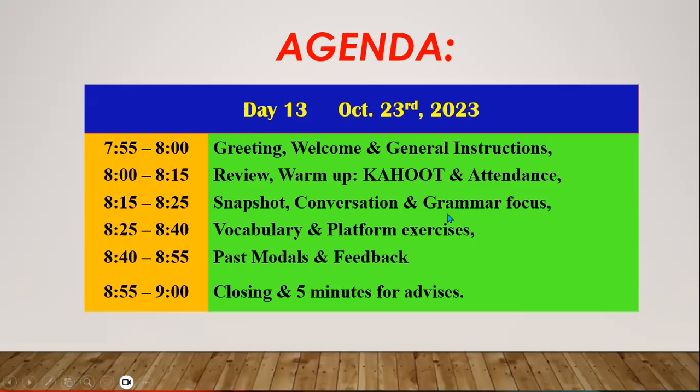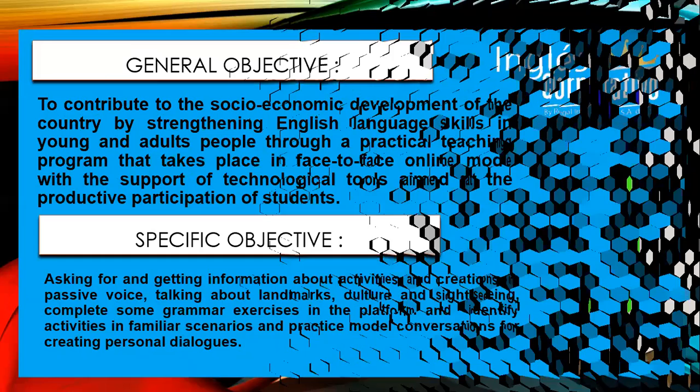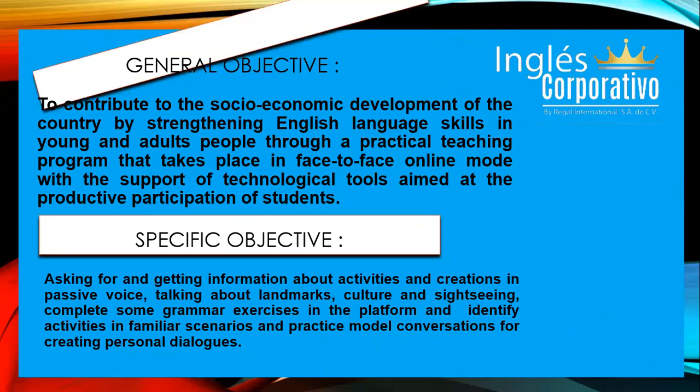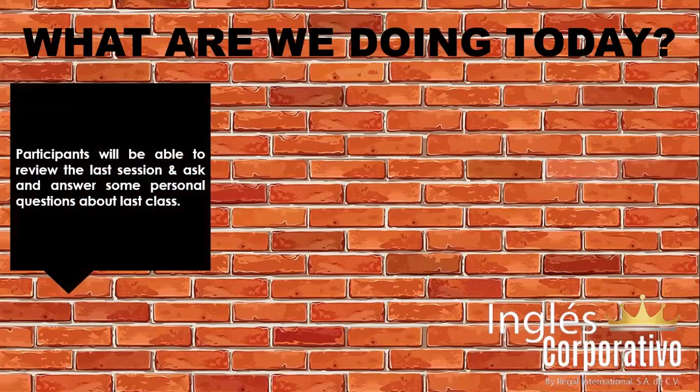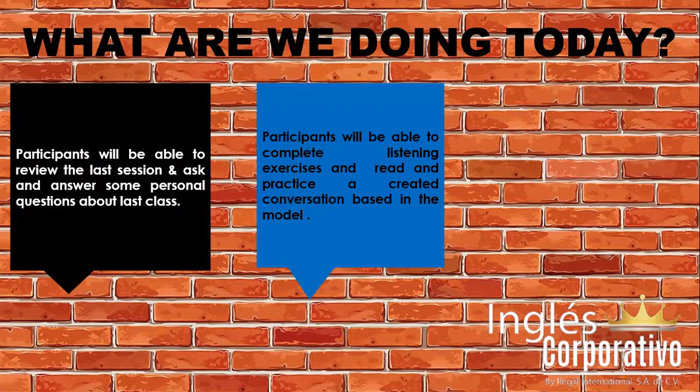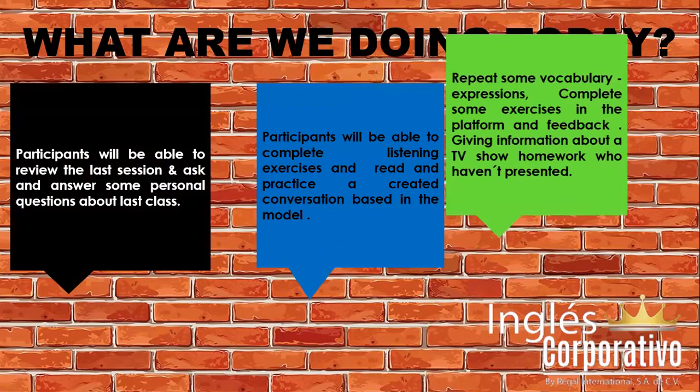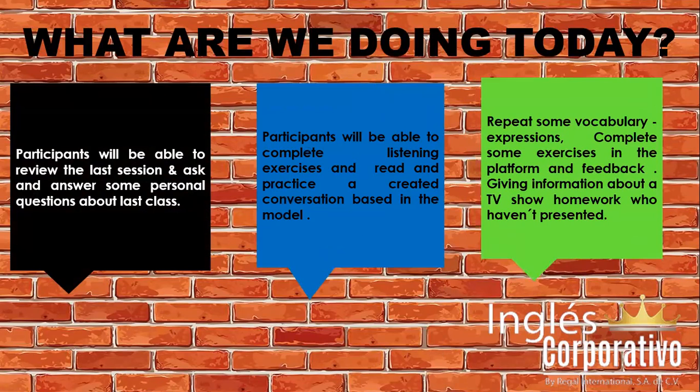In attendance, then we have a snapshot, conversation, grammar focus, vocabulary, platform exercise, past models that we are going to start today, and the feedback, the closing, the 5 minutes for advices. Okay, now the general objective and the specific one. For today, participants will be able to review the last session and ask and answer some personal questions about last class using past models too, right? Participants will be able to complete a listening exercise, read, practice and create a conversation based on the model. And repeat some vocabulary expressions, complete some exercises in the platform and feedback.